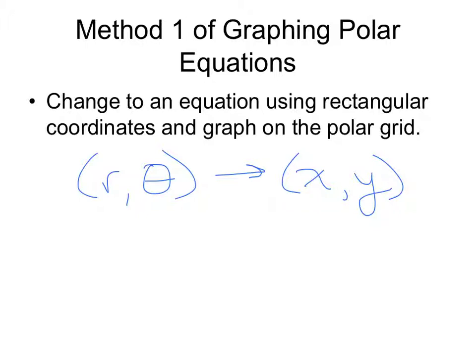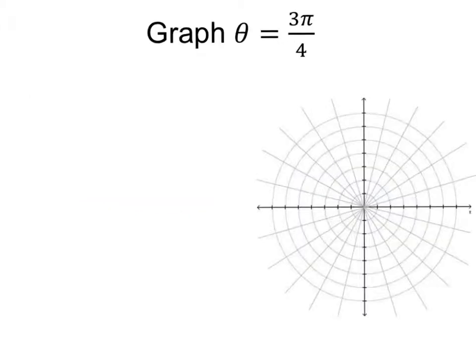And once we write it in terms of x and y, we can use our x and y plane to graph the points. Let's look at an example. This is my first example. Graph theta equals 3 pi over 4. And when you're converting from polar coordinates to rectangular coordinates, there are a couple of things that you can remember. For instance, one thing you can remember is that x equals r times the cosine of theta. We may be able to use that. y equals r times the sine of theta.